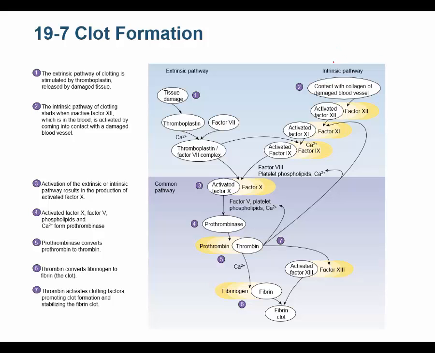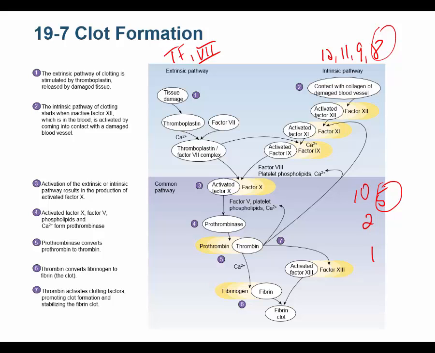The intrinsic is 12, 11, 9, 8 too. I don't forget 8, but 8 is part of the 10-ACE complex, and I always just put it there. 12, 11, 9, 8 is intrinsic. Tissue factor and 7 is extrinsic. And the common is 10-2-1. That's the common, 10-2-1. And 5. You better put 5 in there.